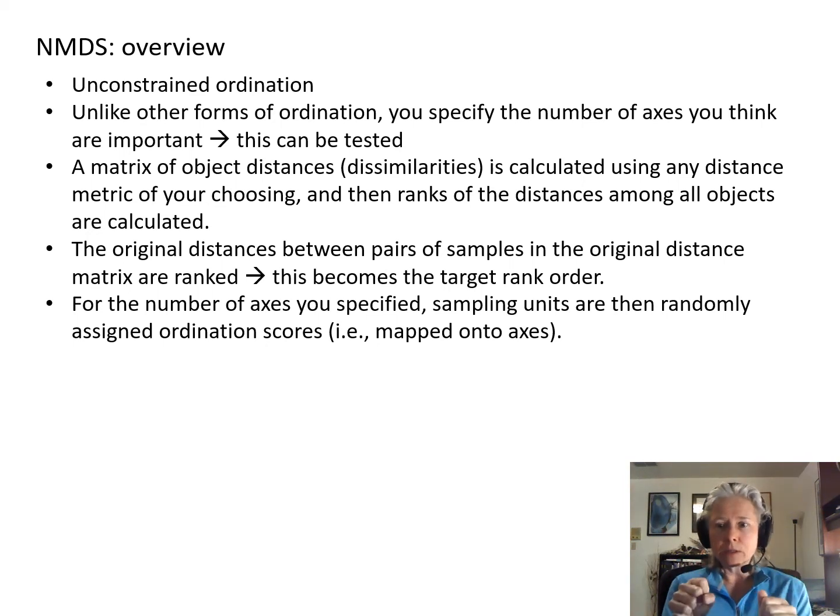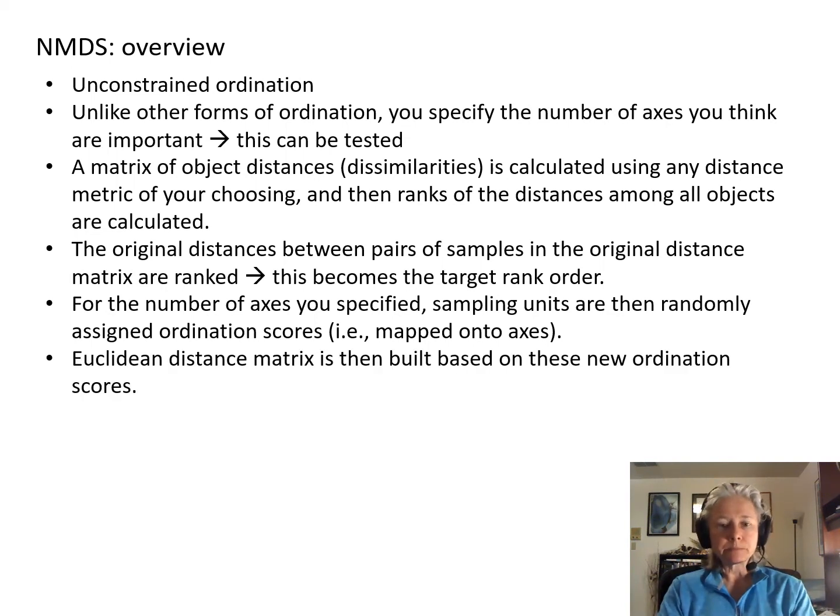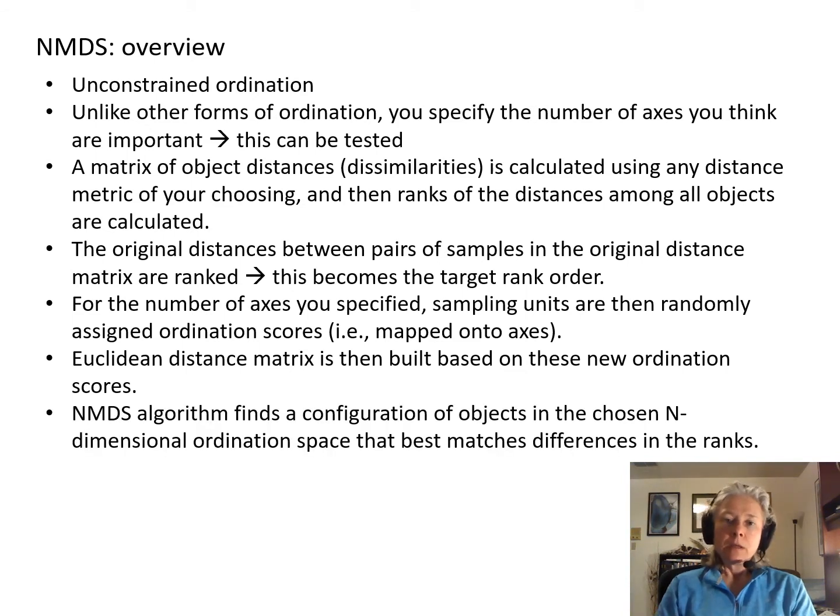For that number of axes that you specify, the sampling units are assigned ordination scores. So they're mapped onto those axes of variability. Then a Euclidean distance matrix is built based upon where these objects are now arranged on these axes. The NMDS algorithm then finds a configuration of objects in that chosen n-dimensional ordination space that best matches the differences in the ranks between the original distance matrix and then how it has been ordinated.